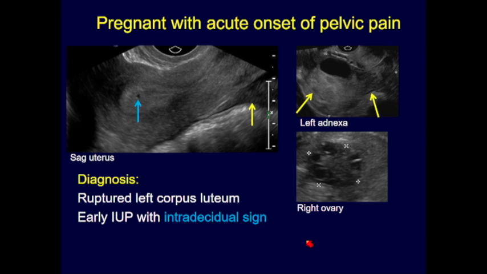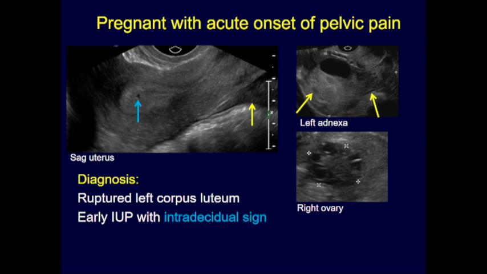This patient, her report initially was read out as ruptured left ectopic pregnancy. So the gynecologist who was taking care of this patient called me and said, I think that there might be a pregnancy here. Do you agree, an IUP?